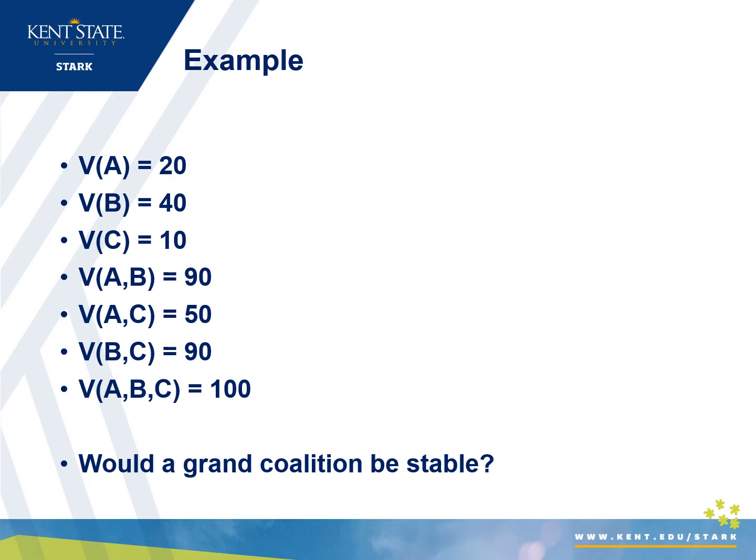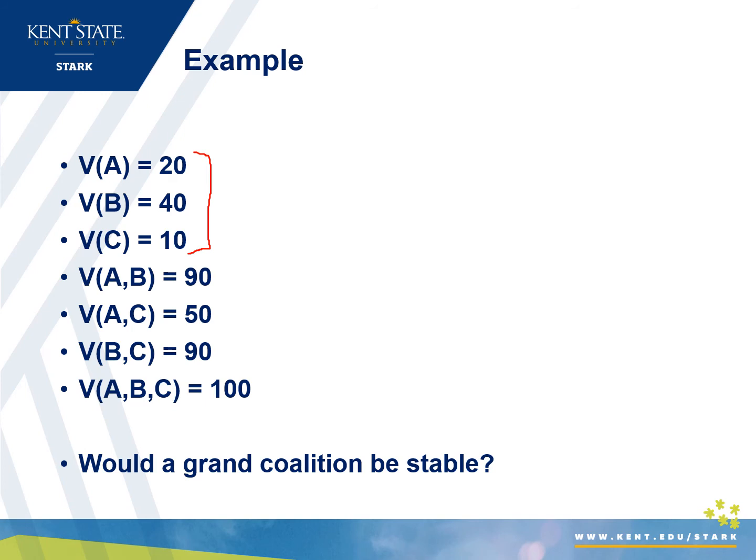What we have here are 3 players, A, B, and C. What I have laid out on your screen is all the different sets of payoffs depending on how the coalitions form. The first 3 are what each of the players would get if they were stuck on their own. If player A is all by himself, then player A would get 20. If player B is by themselves, then they would get 40. If player C is by herself, then she would get 10. So these are the individual payoffs.